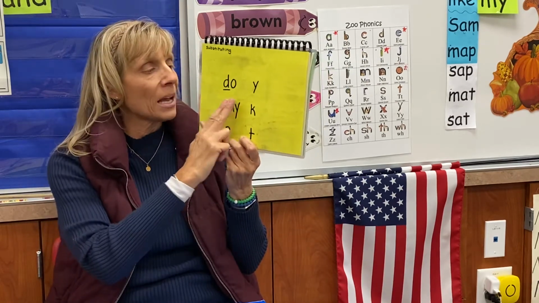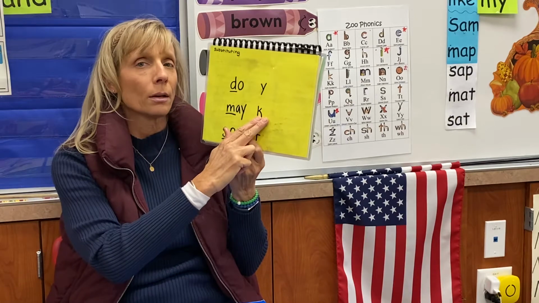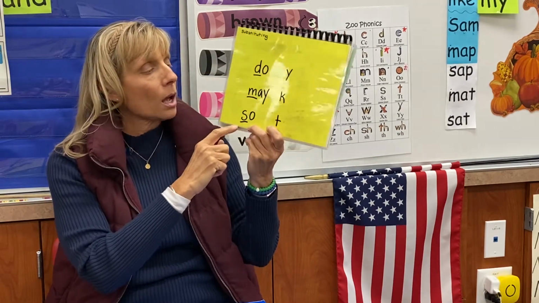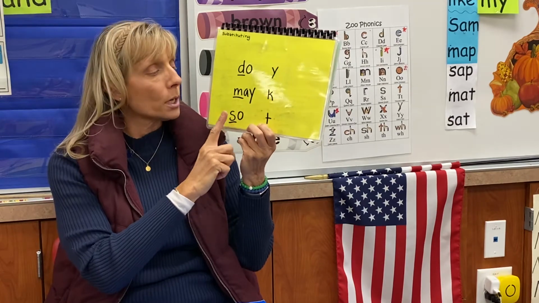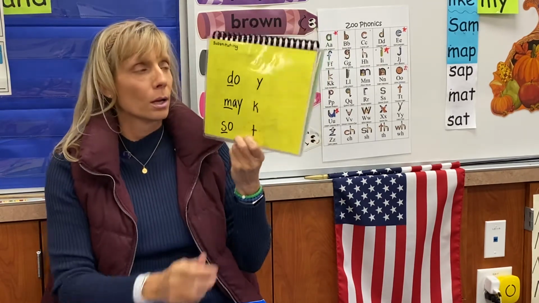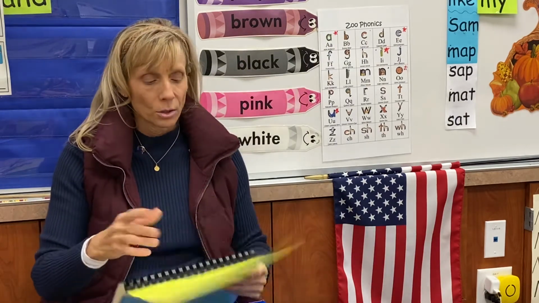The word is may. Take off m and add k. What do you have? Kay. The word is so. Take off s and add t. What do you have? Toe. Good job substituting, boys and girls.